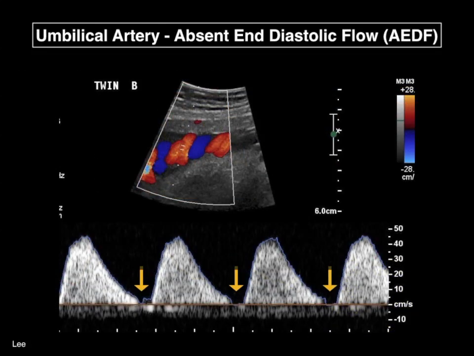Absent or reversed end diastolic umbilical artery flow suggests a compromised fetus. This results from high downstream vascular impedance and also occurs with preferential circulatory redistribution of blood to the fetal brain, heart, and adrenals. Unfortunately, this occurs at the expense of other organs, such as the lungs, intestines, and kidneys.